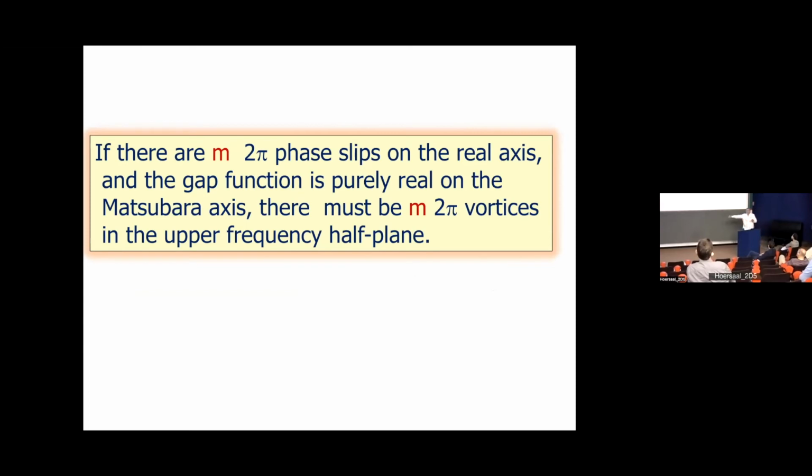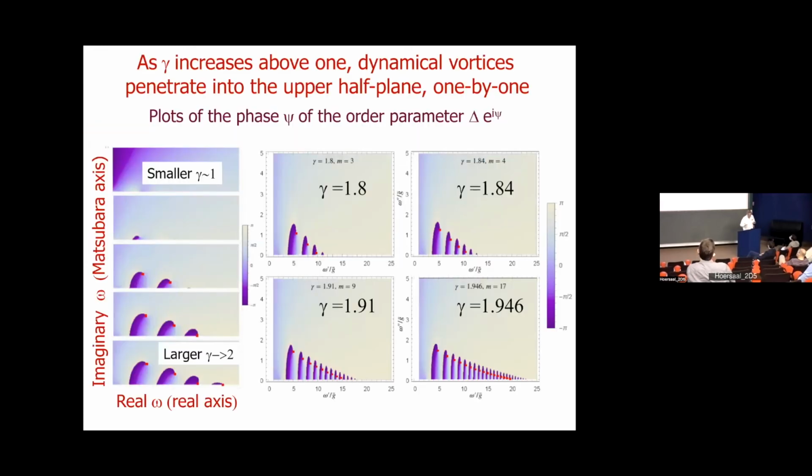But if you have phase slips on real axis and nothing on Matsubara axis, when you rotate, something should happen. Phase slip should go away at some point, which means it should be vortices. Dynamical vortices in the upper half plane of frequency. And this is what I'm going to study next. And here is the result of the analysis. Since we can do Padé, we can convert equations on complex plane and solve in a complex plane. It sounds fishy, but in fact, it's not that fishy.